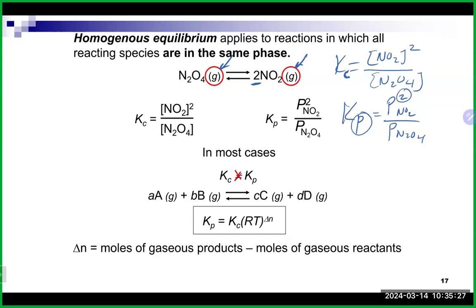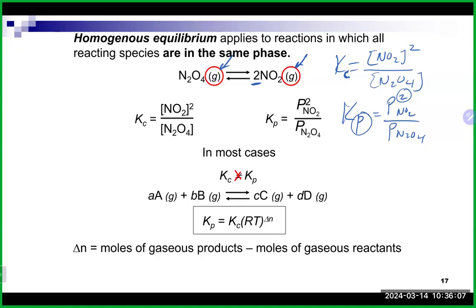So the Kc and the Kp value, typically speaking, do not usually end up the same numerical value. It is possible they could, but in most cases they're not going to give you the exact same number. But they will tell you the same thing. If you have a large Kc or a large Kp value, it means you will have basically products at equilibrium when you get there. If you have a small Kc and a small Kp value, it means you have reactants when you reach equilibrium.